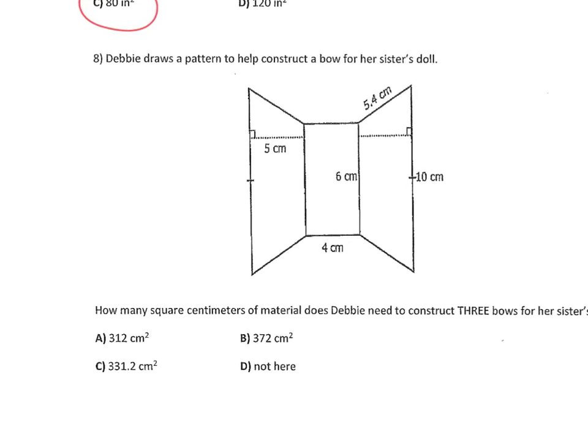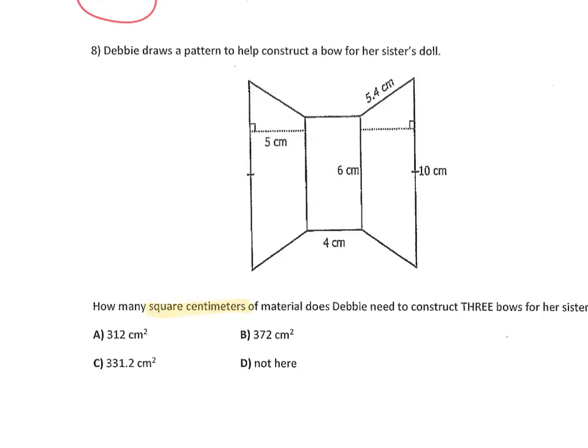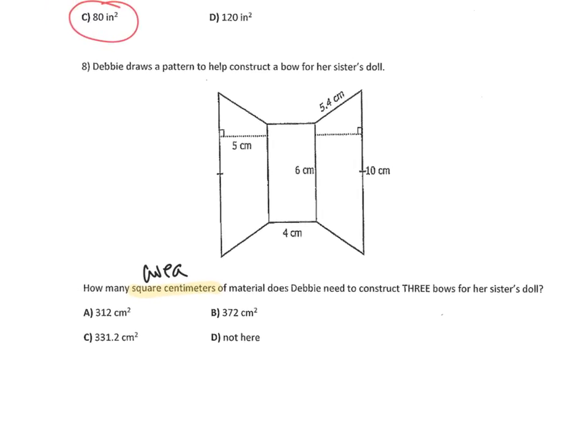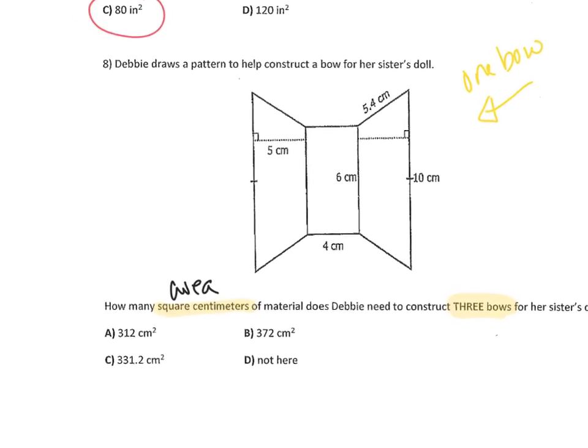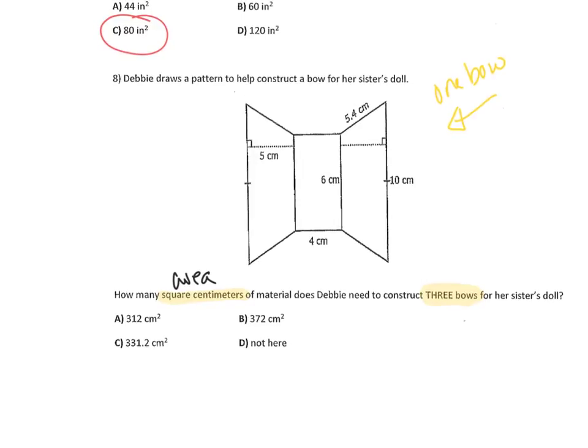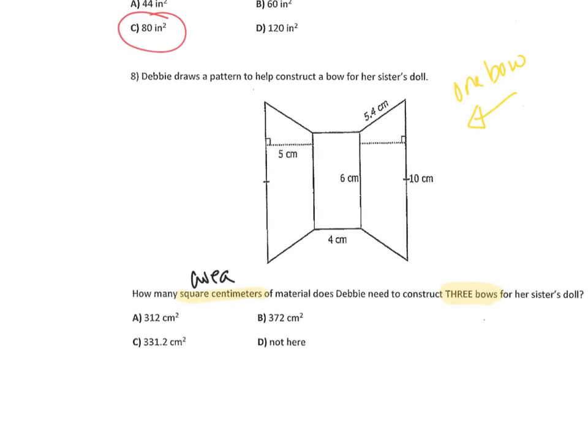Number 8, Debbie draws a pattern to help construct a bow for her sister's doll. How many square centimeters, so that's area, of material does Debbie need to construct 3 bows for her sister's doll? This is 1 bow. So what shapes do we have? Good, you're on the right track. Okay, so we've got trapezoid, trapezoid, rectangle.